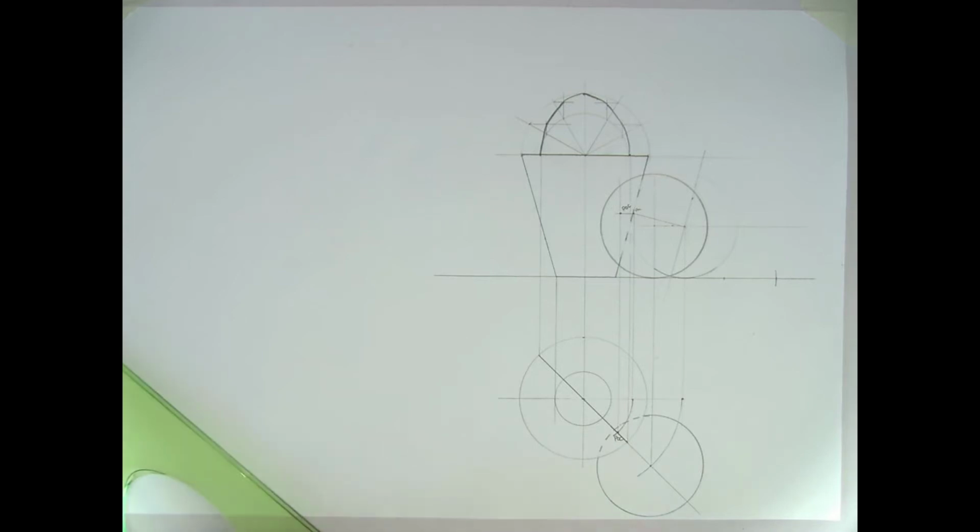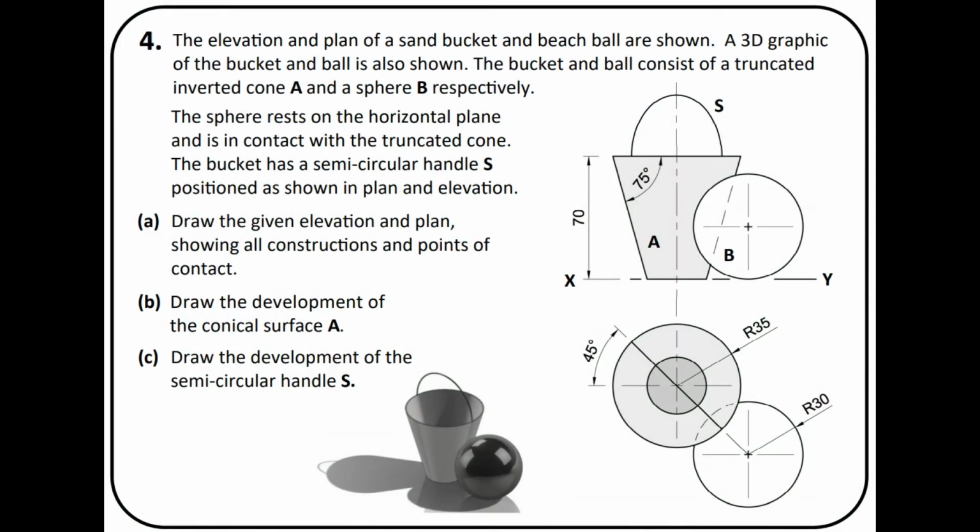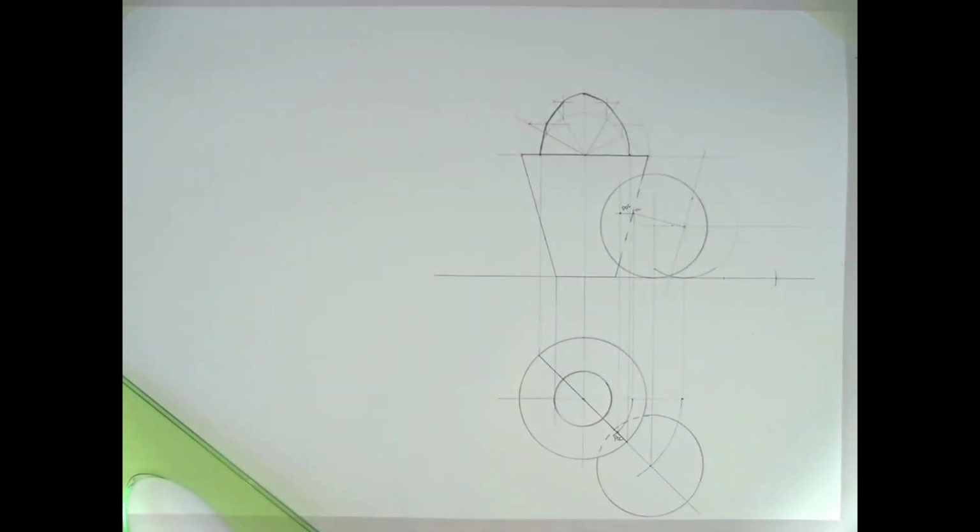So that's part A of the question done. Let's have a look at the question now again. Part B is to draw the development of the conical surface A. So we're going to do that next.